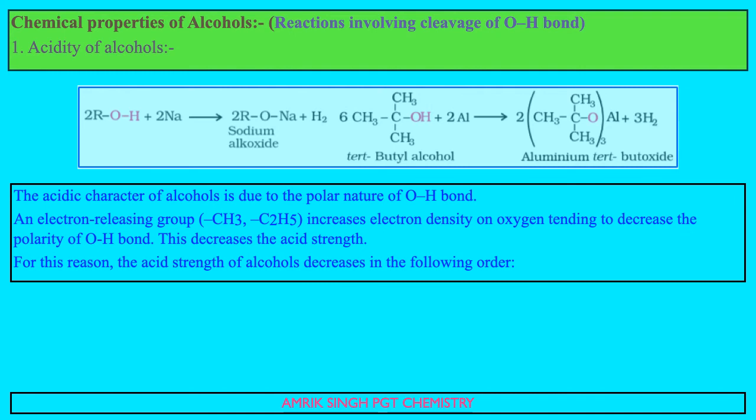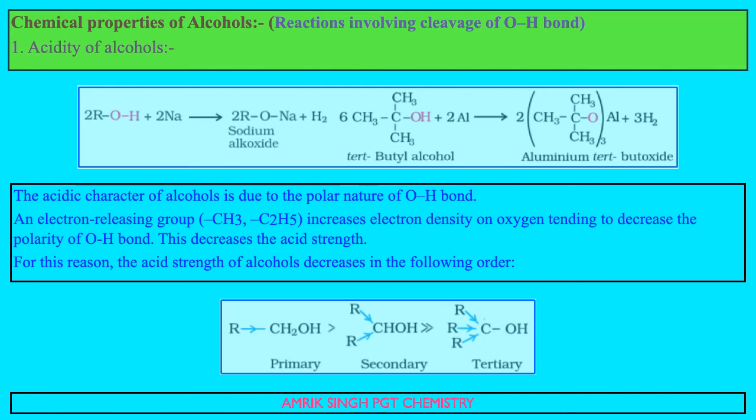An electron releasing group such as CH3 or C2H5 increases electron density on oxygen, tending to decrease the polarity of the O-H bond. This decreases the acidic strength. For this reason, the acidic strength of alcohol decreases in the following order. Simply, primary alcohols are stronger acids, secondary are weaker, and tertiary are very much weaker acids.